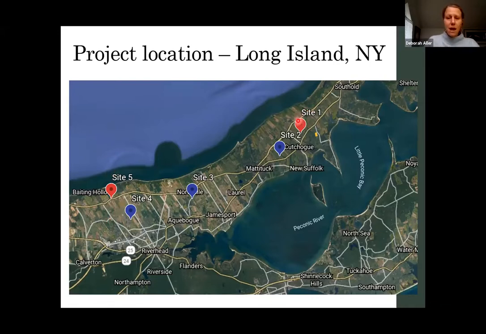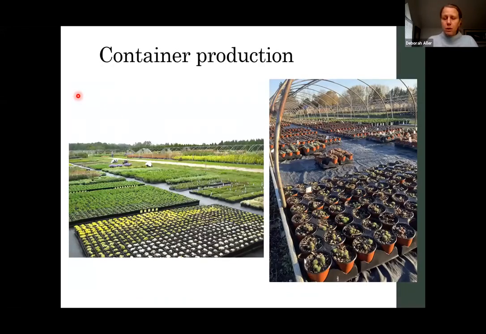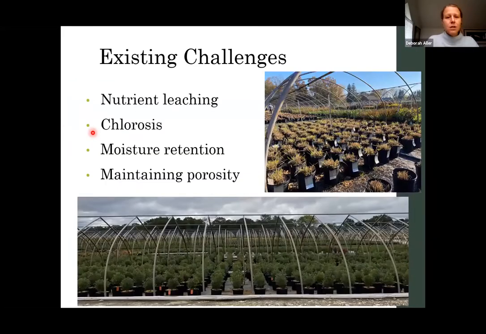Site 1, which I've indicated in red, and site 5 are our 2 container production sites for this trial. The 3 sites located in blue are our field production sites, which Mina will be talking about shortly. These are a couple of pictures of container production on Long Island. Hundreds of different crops are grown, and like I said, very high value. But there are many challenges for our growers in this area: issues with nutrient leaching, which might be leading to chlorosis, an obvious yellowing of the leaves on many crops, and various issues with moisture retention and maintaining porosity in some of these soilless media.